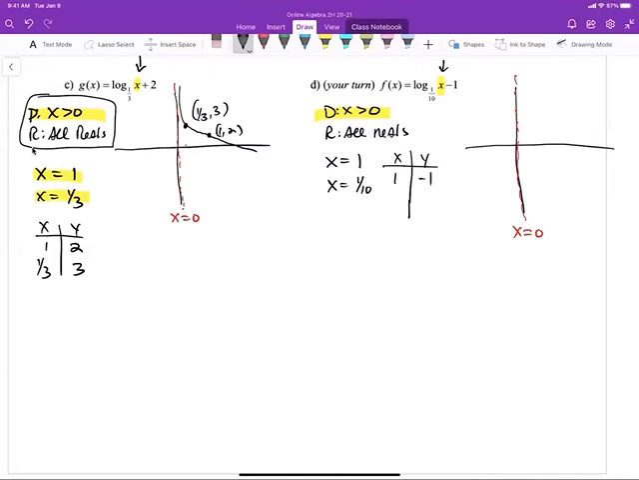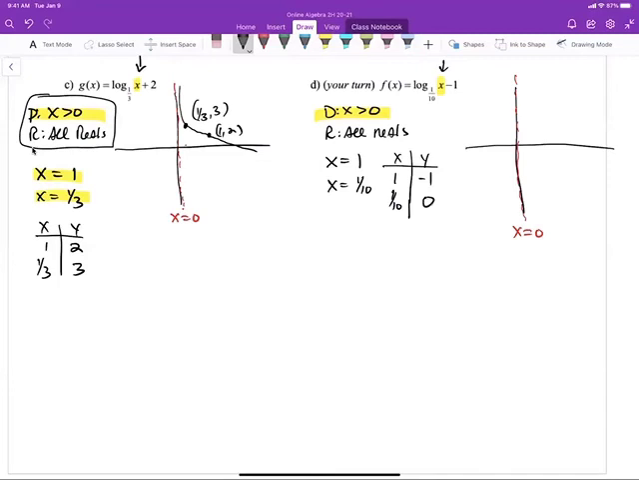Okay, and then when I have an input for X of 1/10, if I were to plug in 1/10 for X, the log base 1/10 of 1/10 would give me an output of 1 because I would have to take that fraction to the 1 power. 1 minus 1 gives me 0.